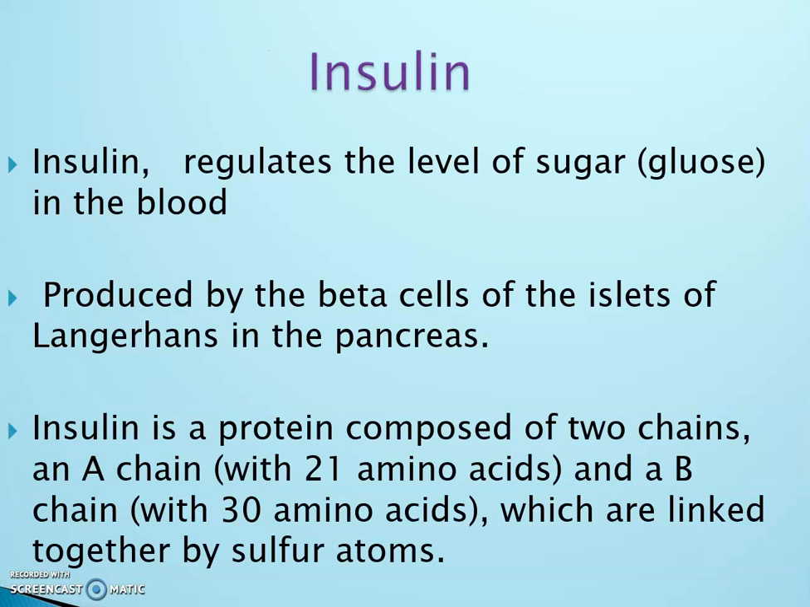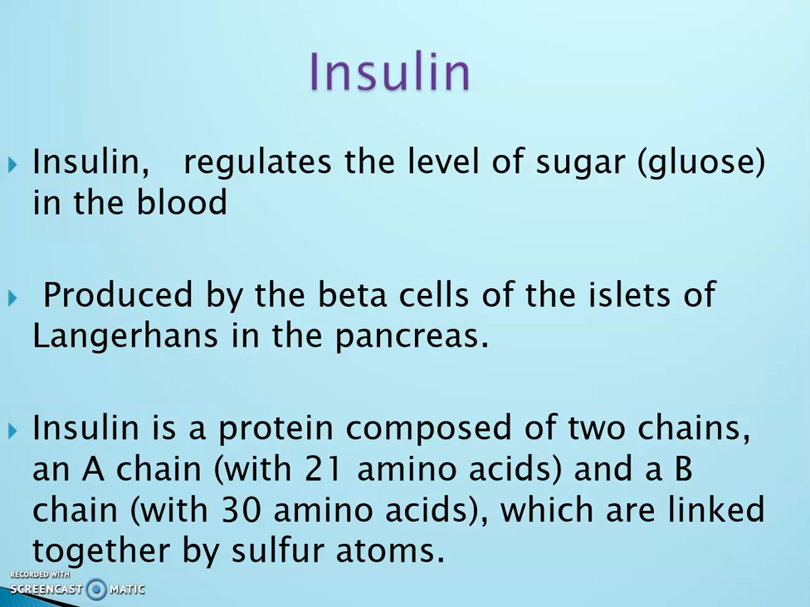We are all familiar with the hormone insulin. Insulin controls the normal blood sugar level. So we are discussing insulin in detail. It is produced by the beta cells of the islets of Langerhans in the pancreas. So this is secreted by a part called the islets of Langerhans in the pancreas.